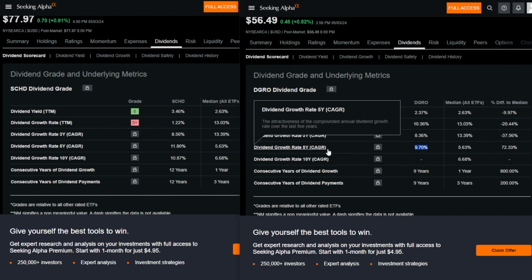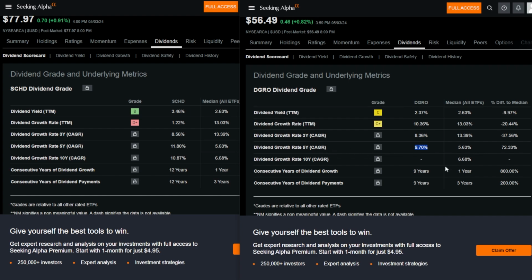But now as far as dividend growth goes, over the last 5 years, that's all we have because DGRO has not been around that long. 5-year dividend growth rate, 9.7% for DGRO. And honestly, very healthy, very consistent dividend growth for DGRO. That's one of the main reasons this ETF is so popular. And of course, we looked at the objective of this ETF and it said it right in there.